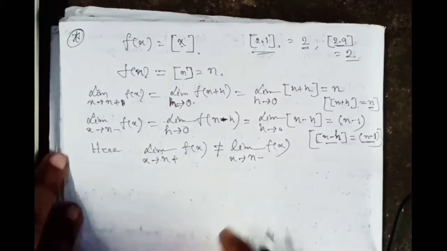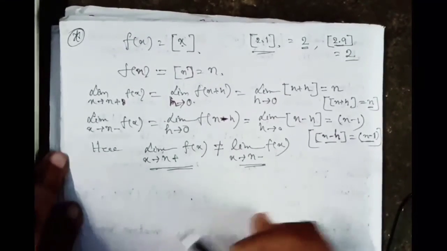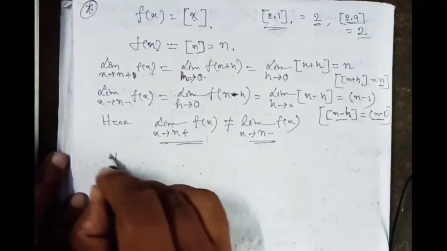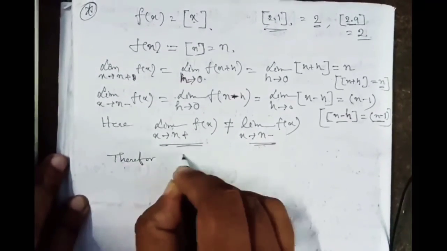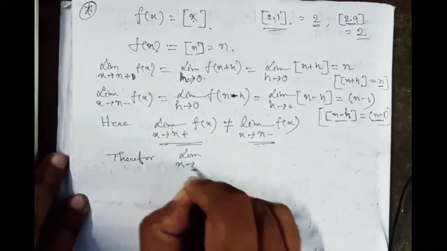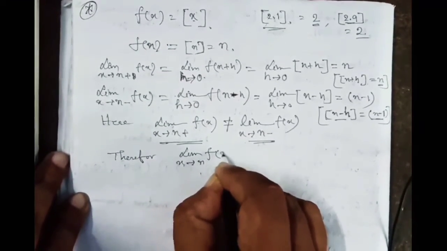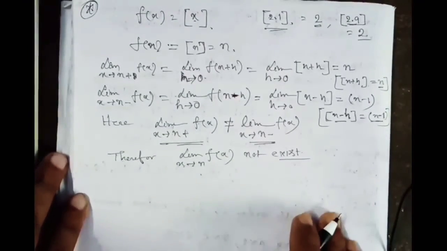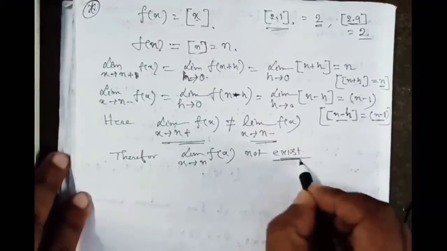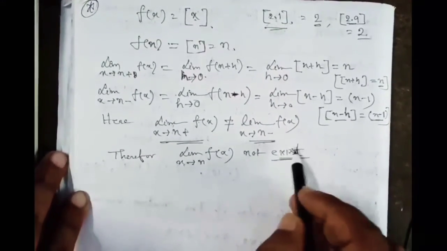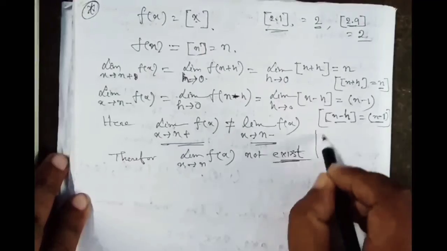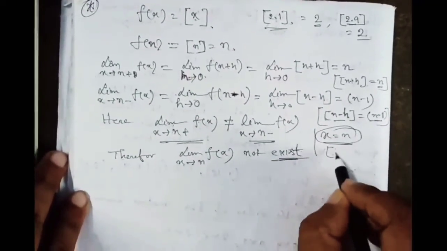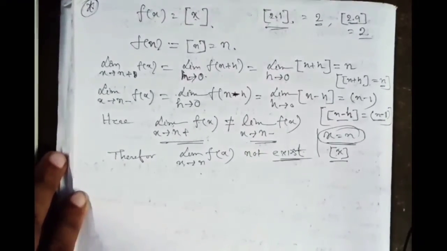Okay. So left hand limit not equal to right hand limit. So therefore limit x tends to n f(x) does not exist. Okay, so we can say that definitely at x equal to n, the function f(x) equal to mod x is not continuous.